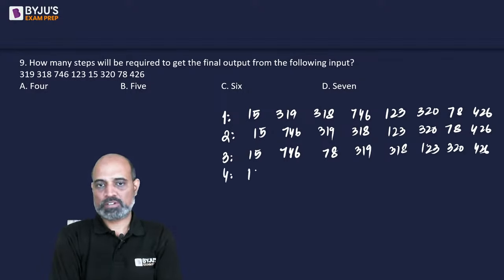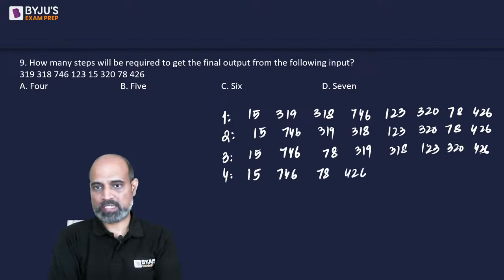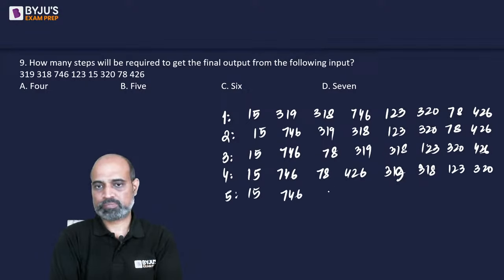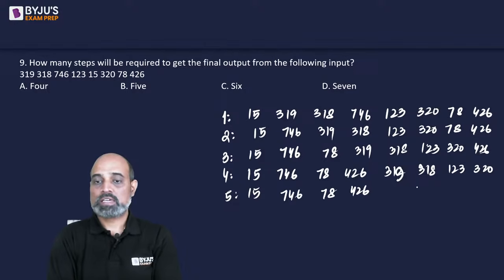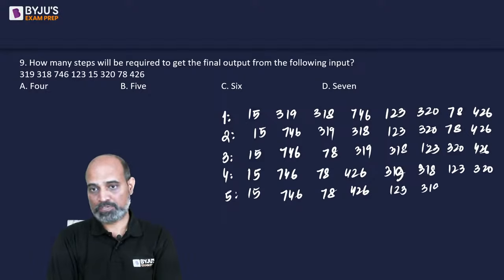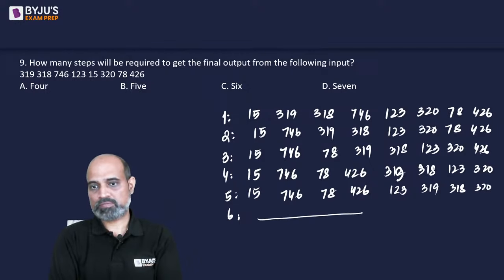In the fourth step, we are supposed to have the second largest number, which is 426 here. Everything else will shift. Fifth step, we are supposed to have the third smallest number, which is 123. Everything else shifts. Sixth step, until here it is going to be the same. The third largest number 320 will come in here, and then we will have 319 and 318.